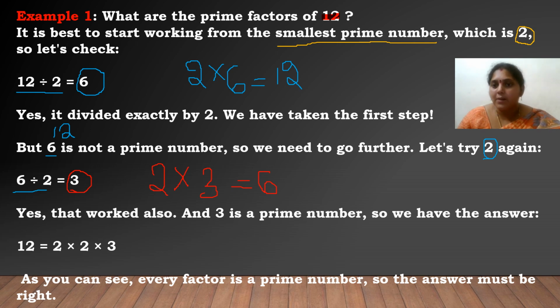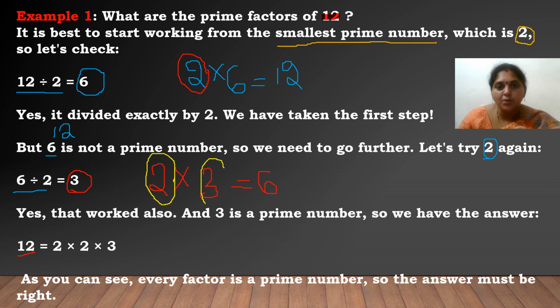And 3 is our prime number. So we have to get the answer. 12 is equal to, what is our first prime factorization number we have taken? It is 2. Now, next, what is our number? It is again 2. And our last prime number is 3.